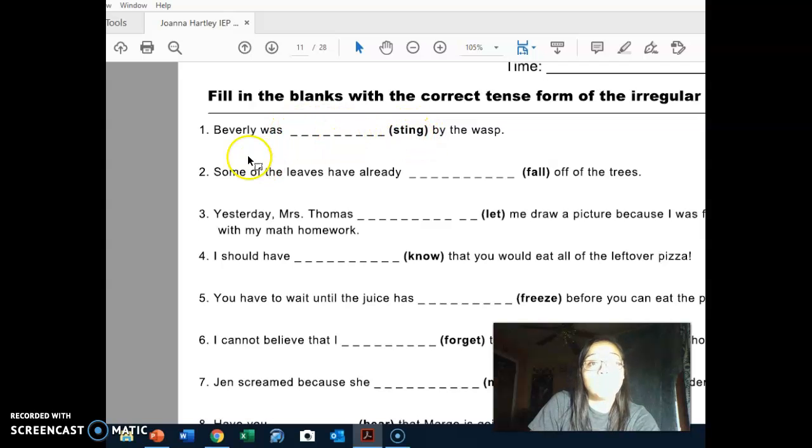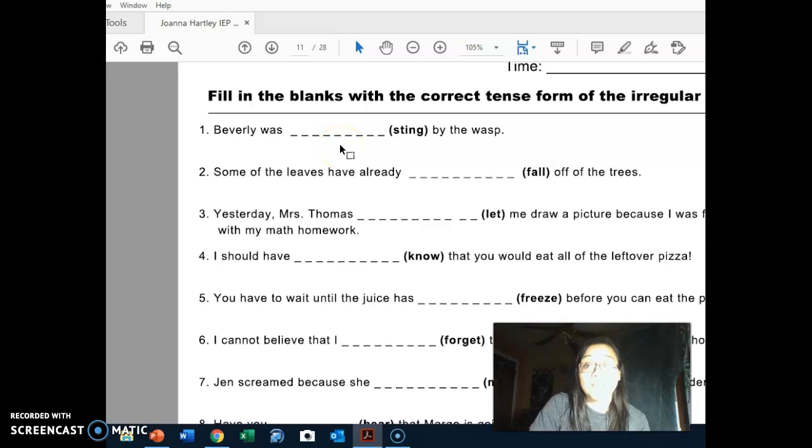So let's do number 1. Let's do 1, 2, and 3 together. So Beverly was stung by the wasp. How would you rewrite this sentence? You try. Is it Beverly was stung by the wasp or Beverly was stung by the wasp?